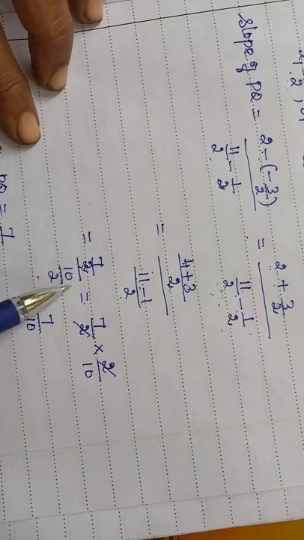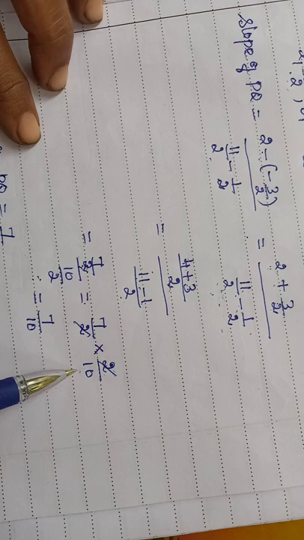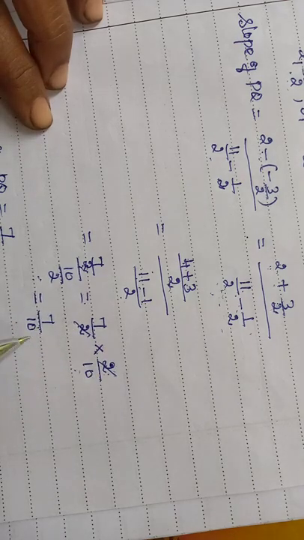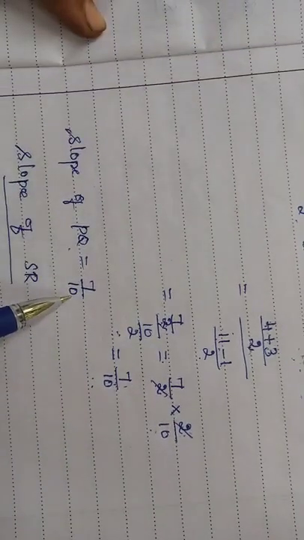Which is equal to 7 by 2. The division by the denominator term we take as multiplication, so we write the reciprocal, into 2 by 10. So this 2 can be cancelled. We get 7 by 10. So the slope of PQ is equal to 7 by 10.